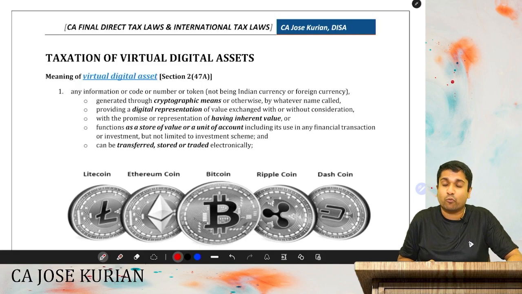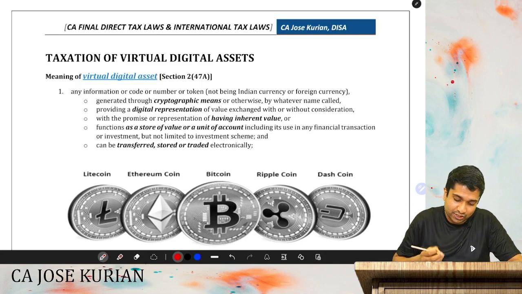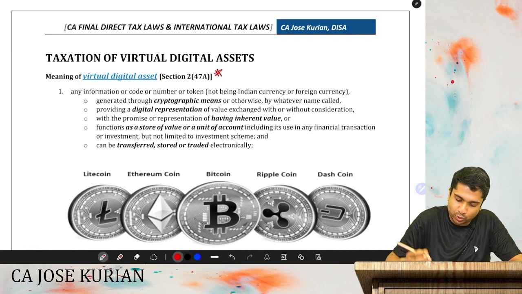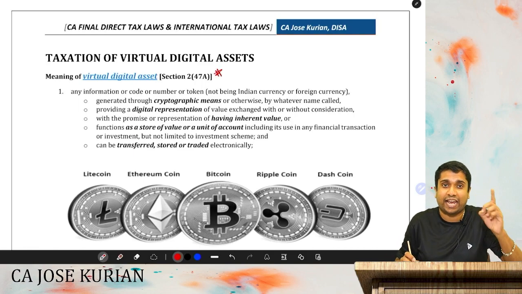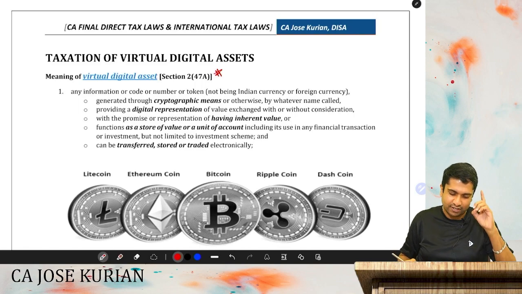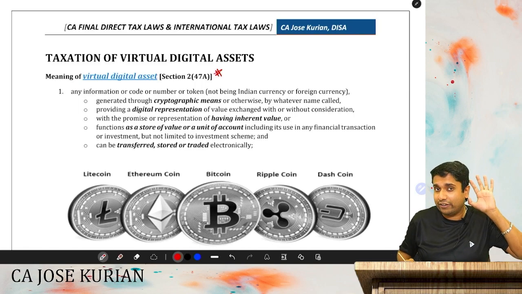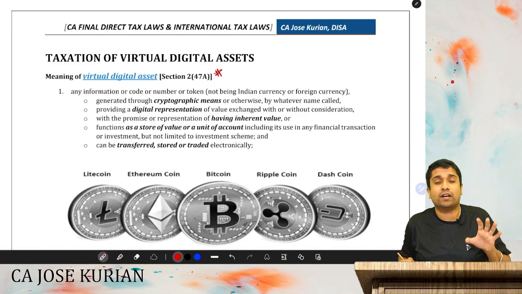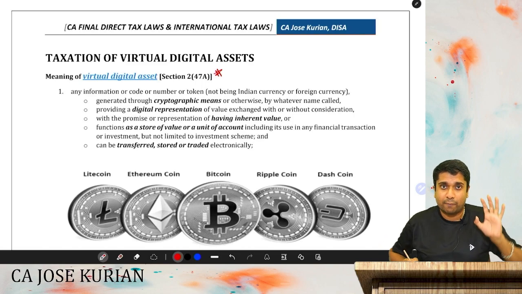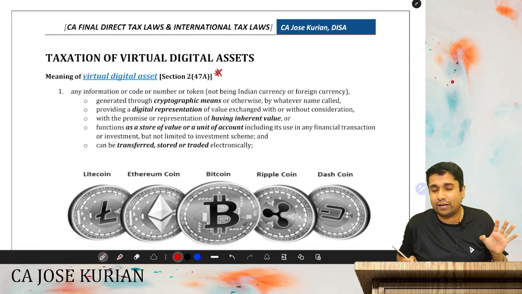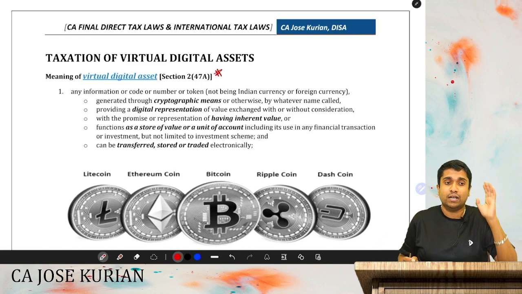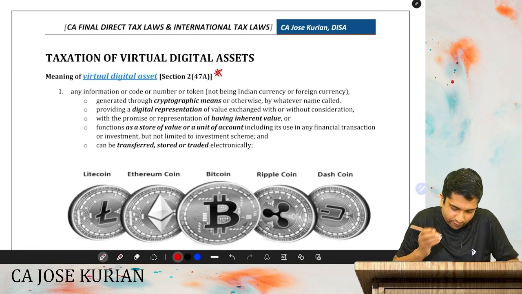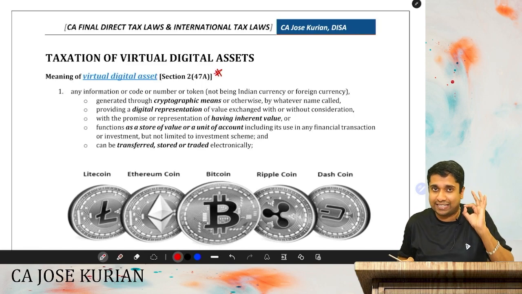So let's understand what exactly is the meaning of virtual digital assets, which is mentioned under section 2 subsection 47A of Income Tax Act 1961. Now, in this session, we will cover all the relevant theory as well as the question which forms part of your May 2023 revision test paper. So stay tuned. First of all, let me complete the theory. Thereafter, we will solve the problem as well. Now, we will start with the meaning of virtual digital assets.